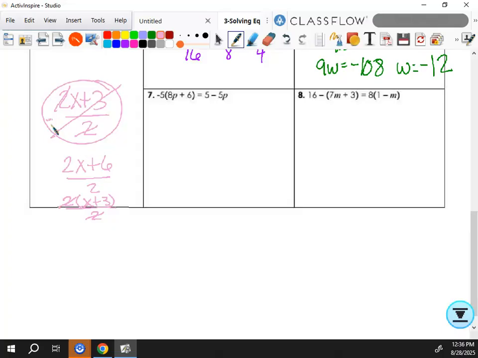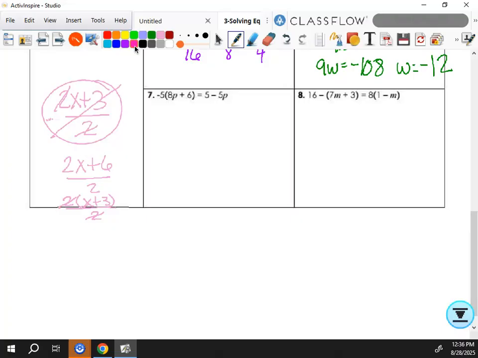All right. So if I look at number 7, could I start by dividing everything by 5 or negative 5? Like, is there a way for me to do that legally? I'm not trying to trick you into an answer.